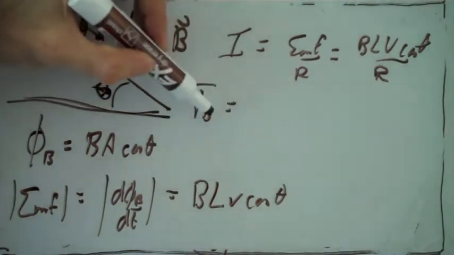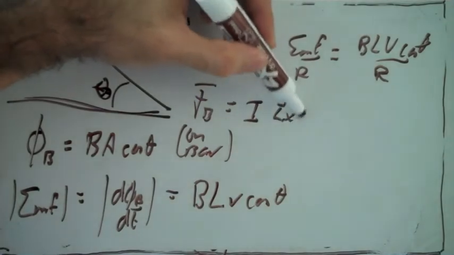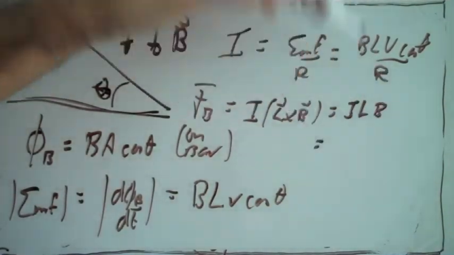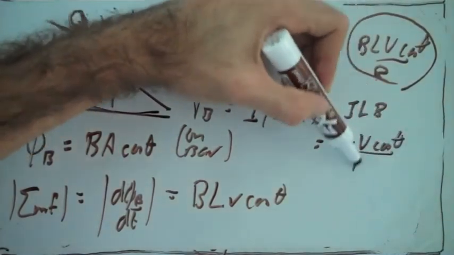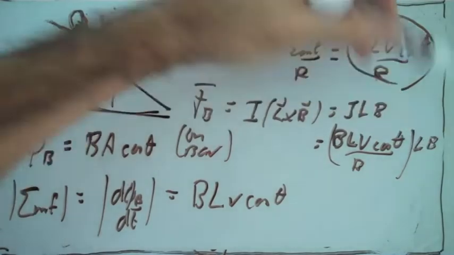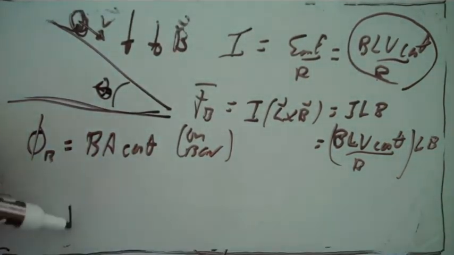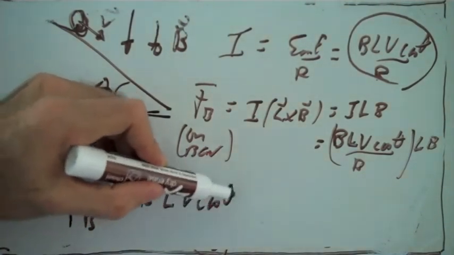And the force that the wire feels is going to be I times L cross B. So we know I, L, and B. I is that. So we put I times L times B. That's the force that the wire feels. So the magnetic force the wire feels is given by this expression.